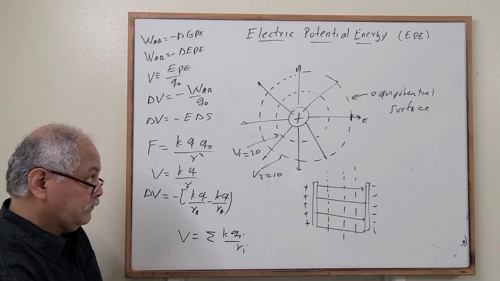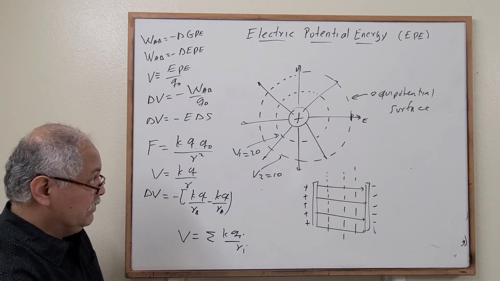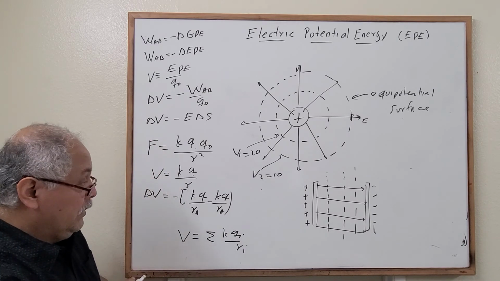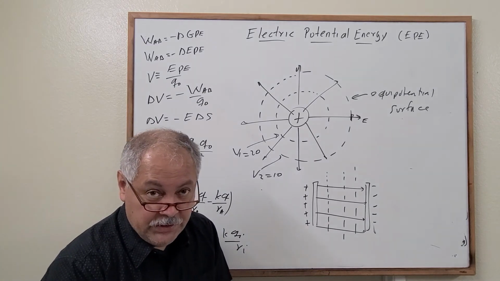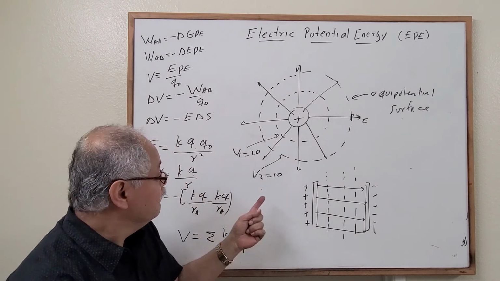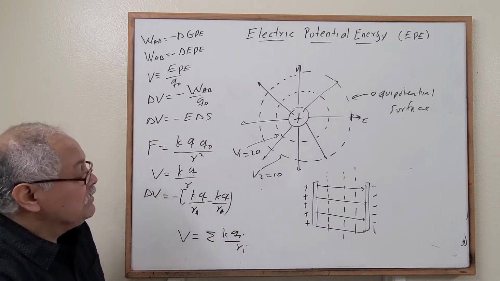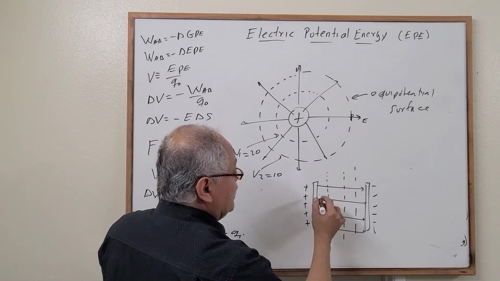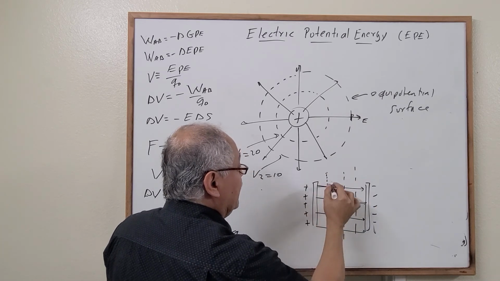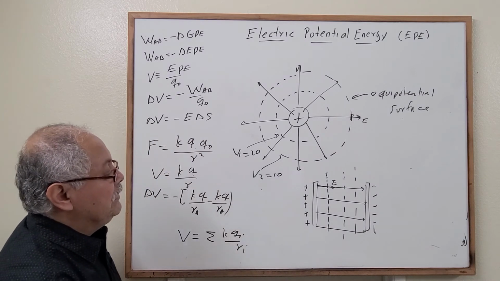The electric field is the same, so there's no change in the potential energy, in the electric potential, right? So the same thing happens right here. So we have to create a surface perpendicular to the electric field. And the surfaces are those.